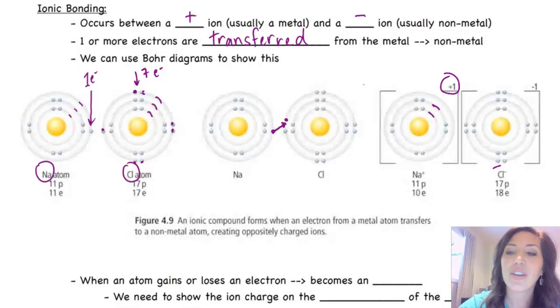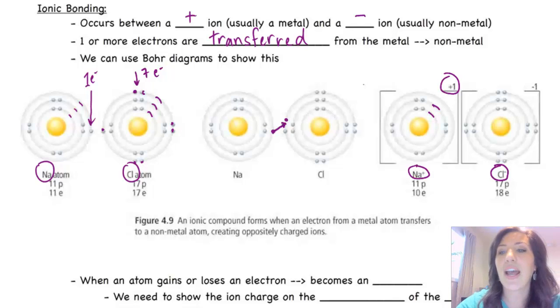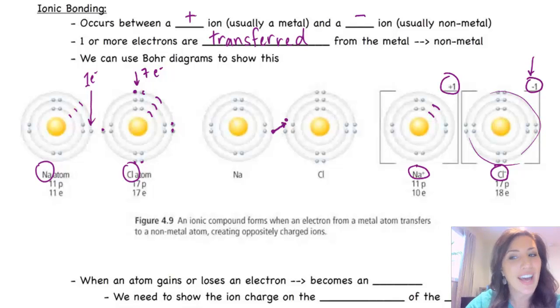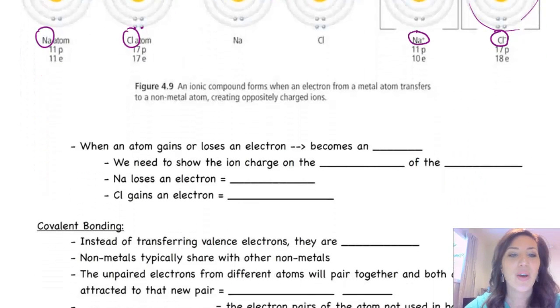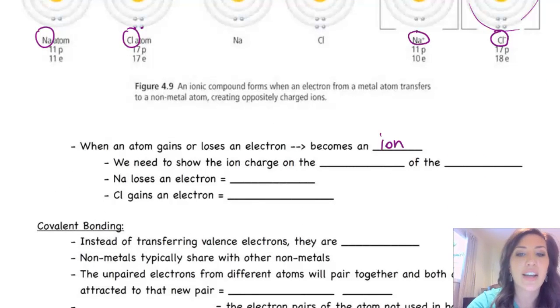And now chlorine has become an ion as well, and it has 1 extra electron shown here. So we do draw it as a full outer shell of 8 here, and then we indicate that this ion has 1 extra electron than its regular neutral atom. When an atom gains or loses an electron, we call this an ion, and we need to show the ion charge like I just showed you on the outside of the brackets. So don't forget that, please.